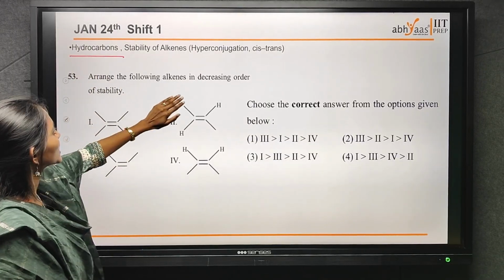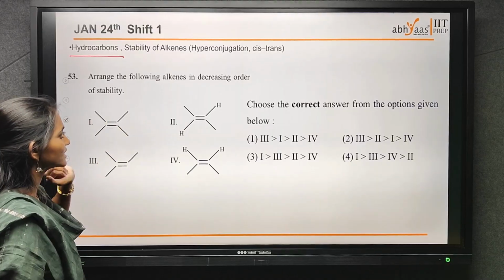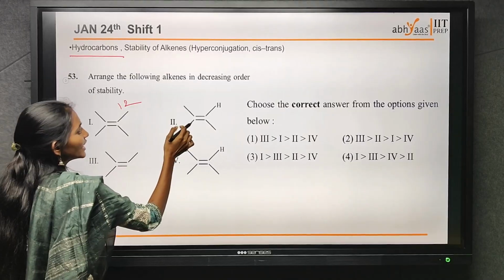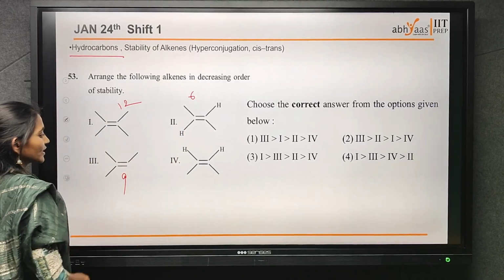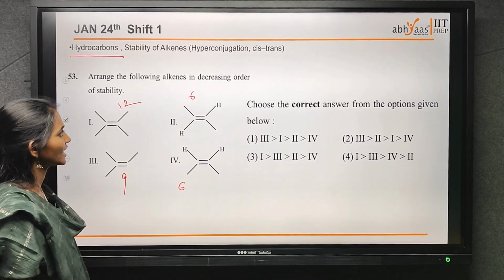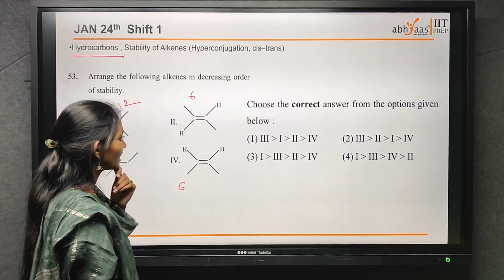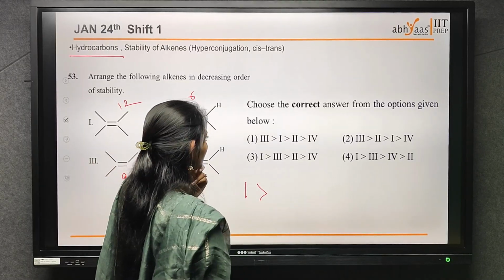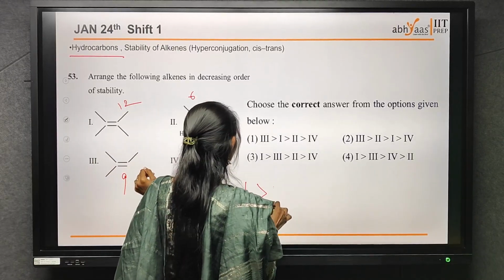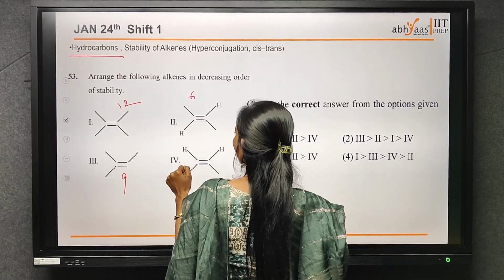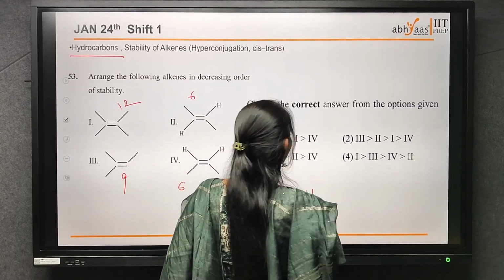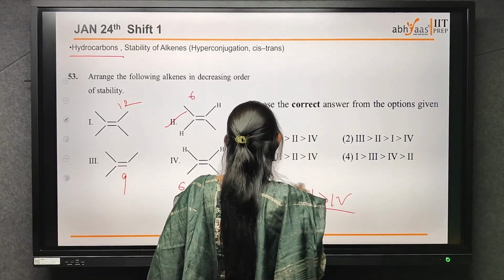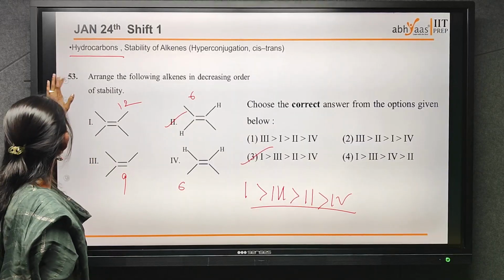They are telling to arrange the following alkenes in decreasing order of stability. See here we are having alpha hydrogens. For the first case we are having 12, and for the second case we are having 6, and in this case we are having 9. In this case we are having 6. Let's arrange that. So we are having that first, and then 3, then we are having cis and trans. So trans is more stable than cis. So first 2, then 4. Hence the option will be 3. Moderated one. Moving on to the next question.